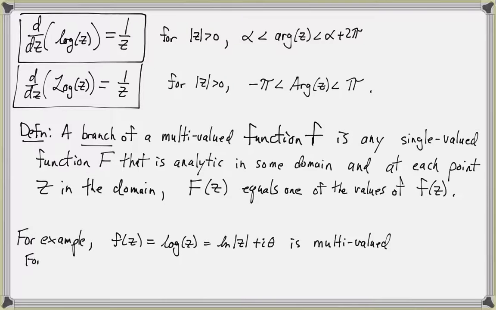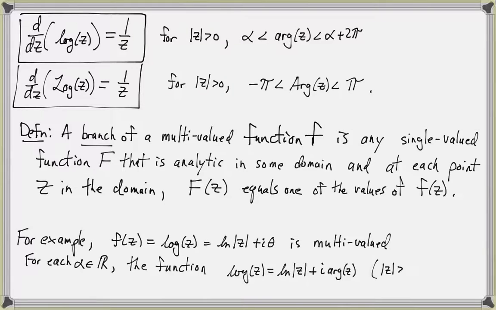For each real number alpha, the function log of z, defined as natural log of absolute value of z plus i times the argument of z, where absolute value of z is positive and the argument of z is between alpha and alpha plus 2 pi, is a branch of the log function.